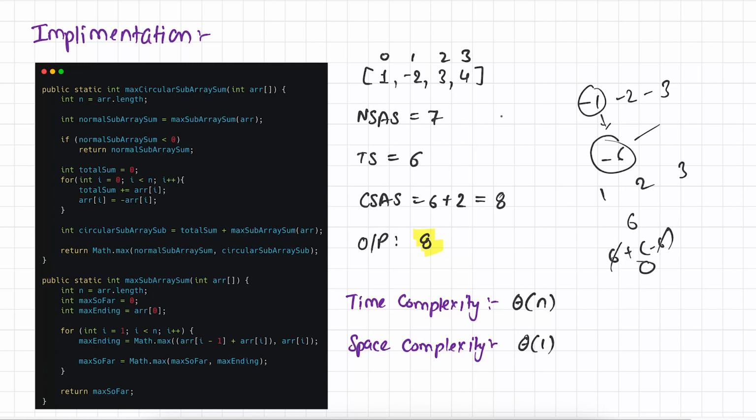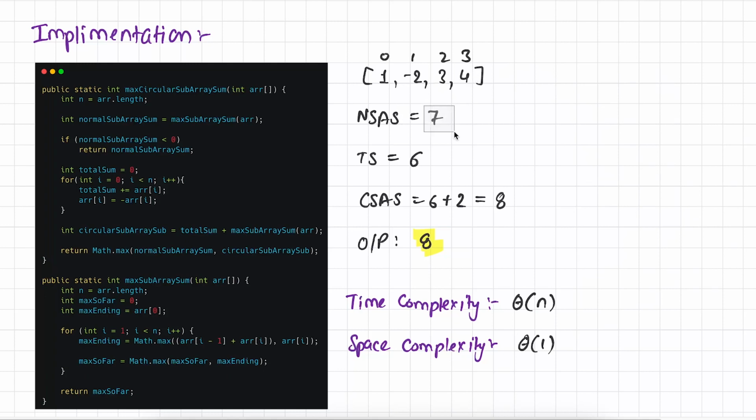So let's quickly run this code and see how it works. We have an array 1, -2, 3, 4. In the first step, we find the normal subarray sum, and that comes out to be 7. Then we compute the total sum of all the elements, and that comes out to be 6. While computing the total sum, we are inverting the sign of all the numbers, and then we are simply calling the max subarray sum for that particular array. It comes out to be 2, and we are simply adding it to the total sum to get the maximum circular subarray sum, that is 8. So the output of this function for this particular input is going to be 8, and this is the maximum circular subarray sum we have seen so far.